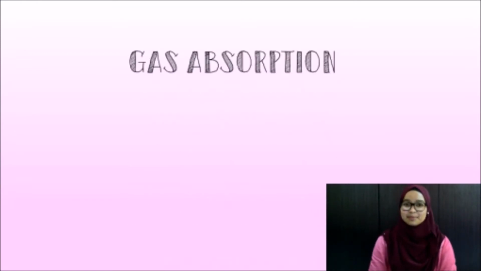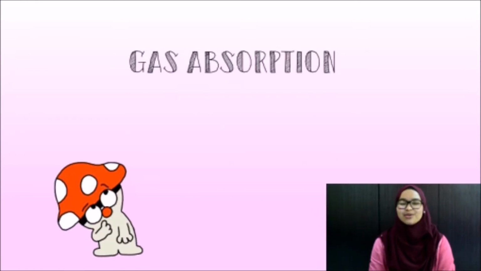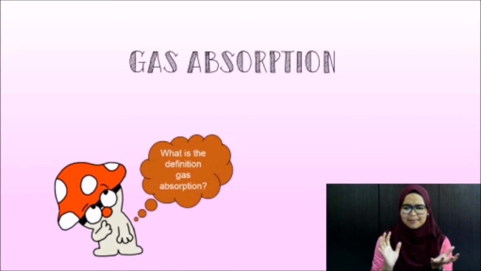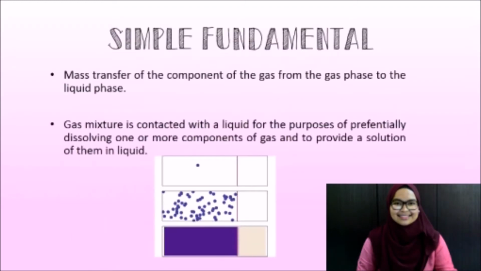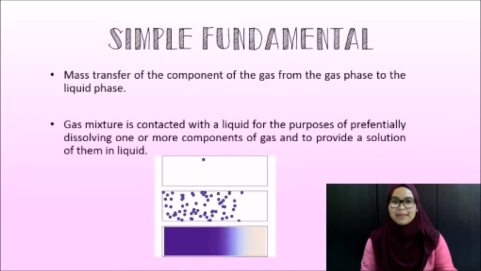What is the definition of gas absorption? Gas absorption is a unit operation used in the chemical industry to separate gases by washing or scrubbing a gas mixture with a suitable liquid. Next is the simple fundamental.